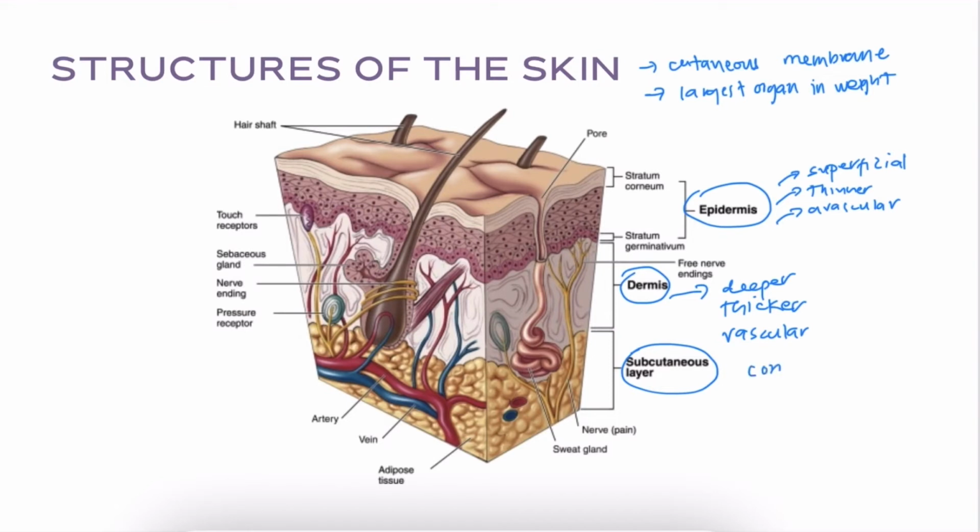Deep to the dermis, but this is actually not part of the skin, is your subcutaneous layer or hypodermis, which consists of areolar and adipose tissues. So the skin and the subcutaneous layer form the integument.